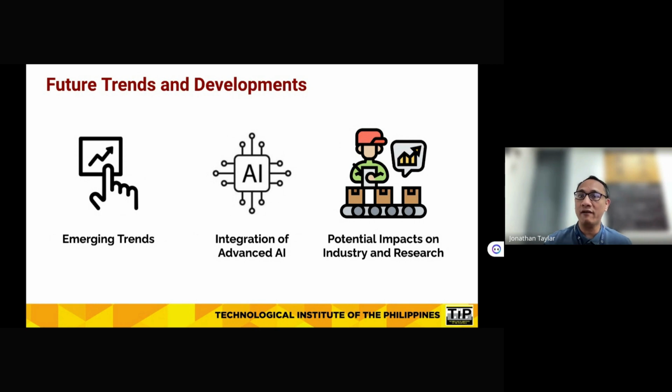Now we have RPAs, or robotic process automation. It is coupled with AI technologies like machine learning and natural language processing, wherein it enables organizations to automate a wide range of business processes, from data entry and document processing to customer service and IT operations.